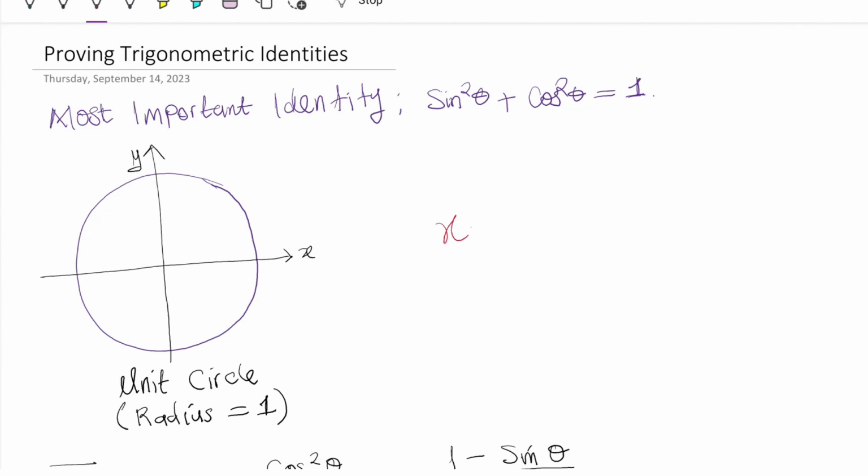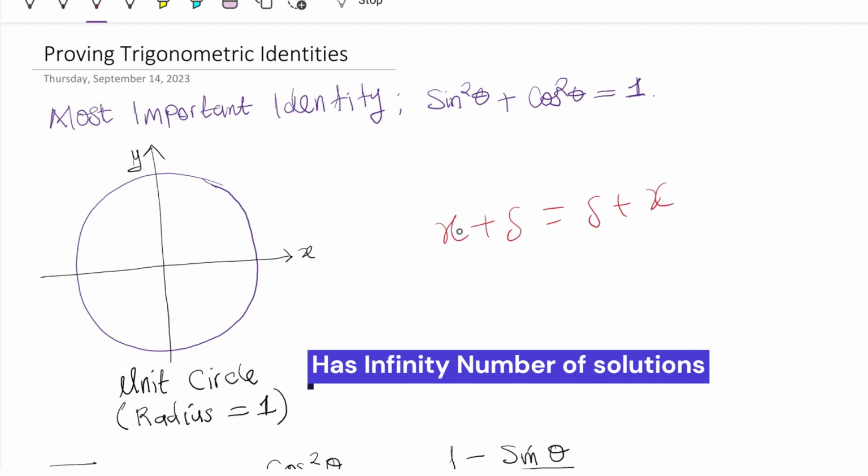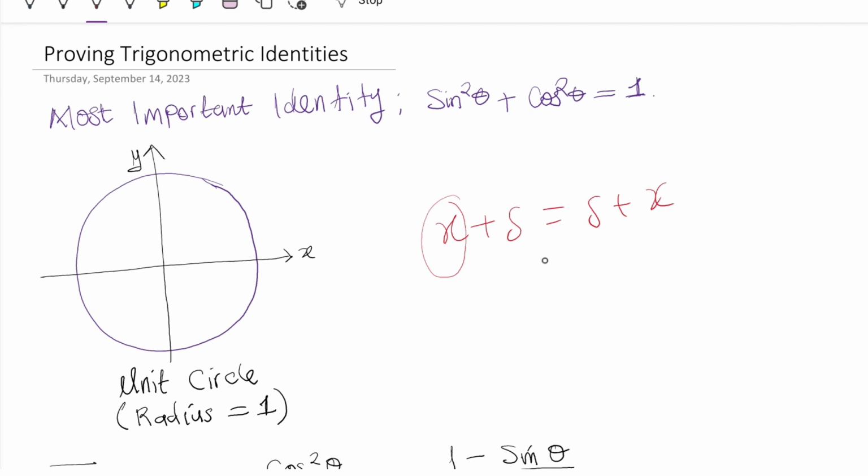If you have x plus 5 is equal to 5 plus x, this is an equation which is true for all real numbers, because any number that I put on x, this equation is satisfied. Now, a trigonometric identity is just an identity that involves trigonometric functions.